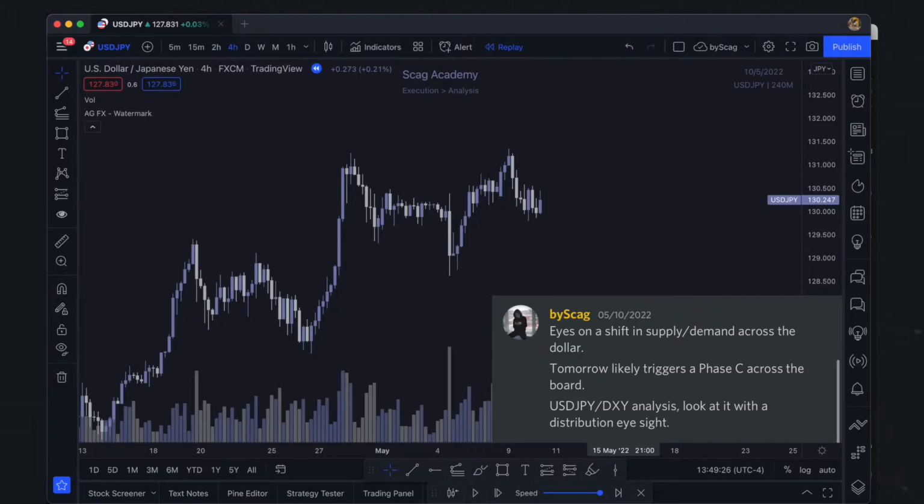So I was also alerting everyone that CPI may give us what we call a phase C trigger, which is one of the last triggers we need in order to begin taking trades to the downside in this type of market environment. As you can see, we called this on May 10th. This is more or less where price was, give or take maybe 1 or 2 4-hour candles. But this is the setup we were looking at.